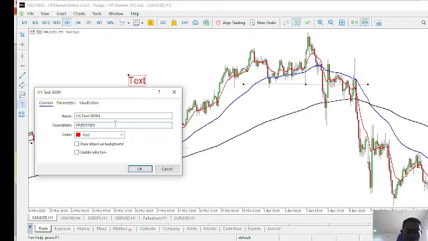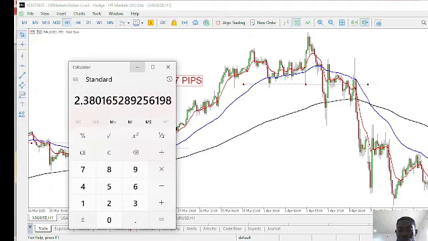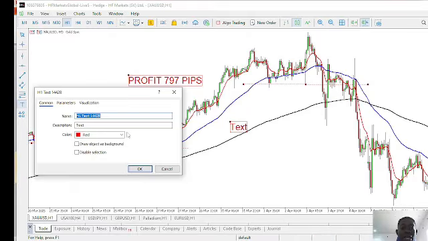And then if I'm to check the risk to reward ratio of that, what's the risk to reward ratio? That will be 797 divided by 139. What does that give us? 5.73. That is amazing.